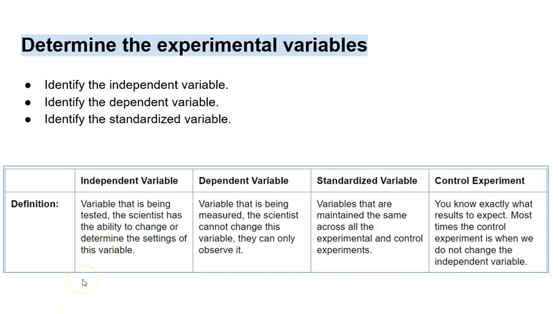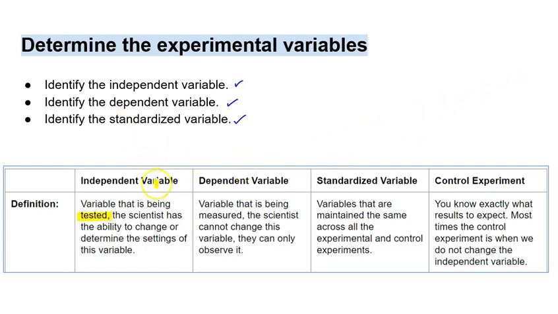We learned how to design a good experiment, and through that process we learned there are some experimental variables. You should be able to identify the independent variable, dependent variable, and also standardized variable. Make sure to know the definition of each of these variables, so it's going to be easy to find them in each experimental study.